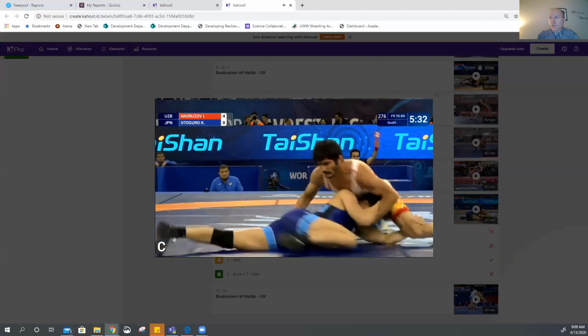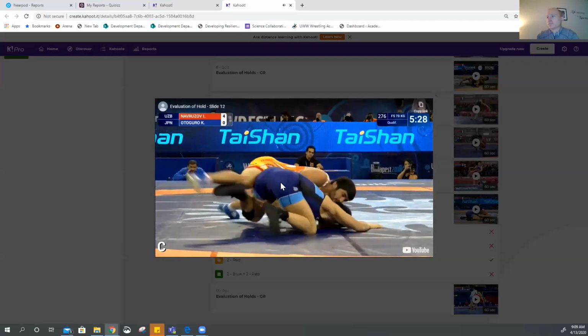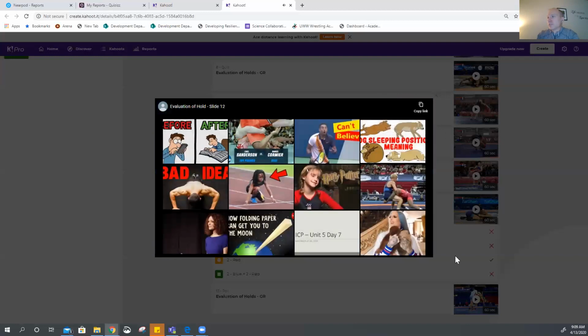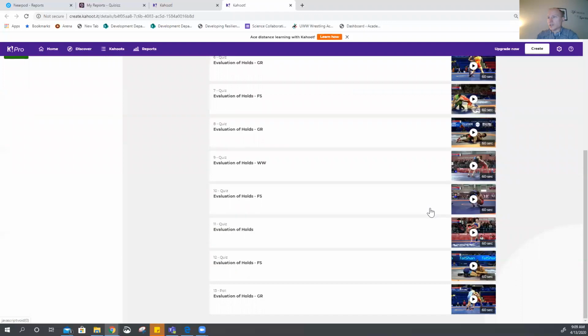So I would score that only as 2 red. I thought the judge did a great job with that scenario. I would score that as 2 red because the action started in parterre.